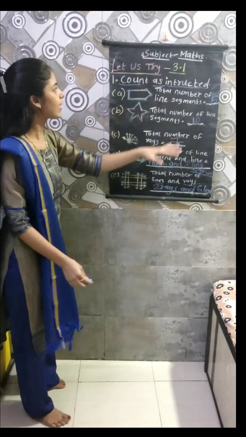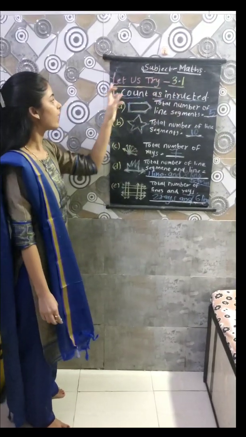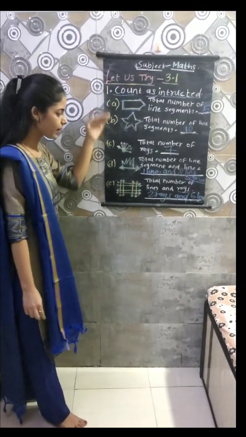Okay, here we have completed exercise 3.1, question number 1. Let's move ahead to the second question. Question number 2: you have to draw 2 line segments, lines and rays. So you draw them by yourself, with names of your choice.